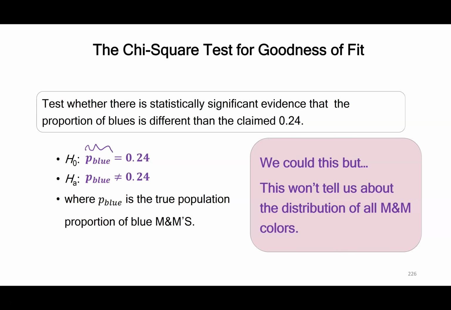And this is something we can do. This is a test we could run, but it's not a goodness of fit test. This won't actually give us much information about the distribution of the rest of the colors. This would be if we only want to test the proportion of M&Ms that are blue, whether or not it's claimed. We can get at, though, the proportion of M&Ms that are each of those colors all at once.